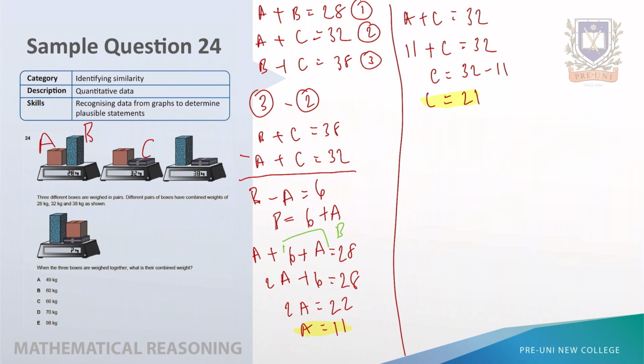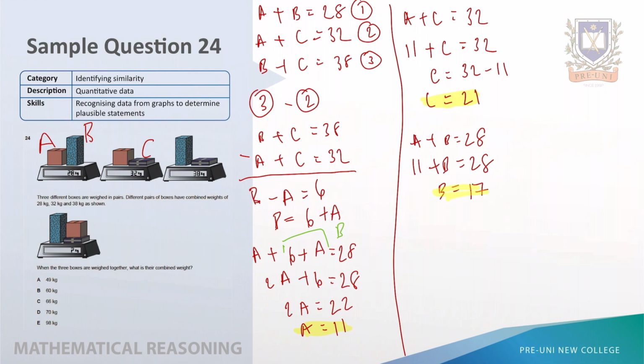And then lastly, we can use A again to find the weight of box B. So from equation 1, we have A plus B is 28. Sub in 11 for A. So 11 plus B is 28. And so therefore, B is 17.